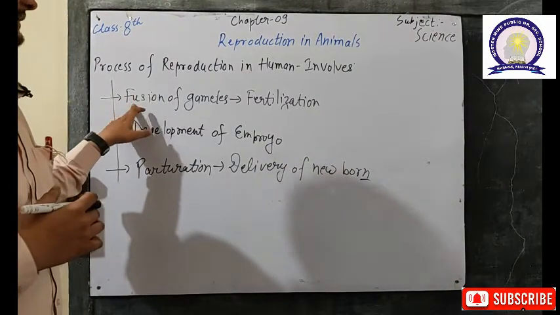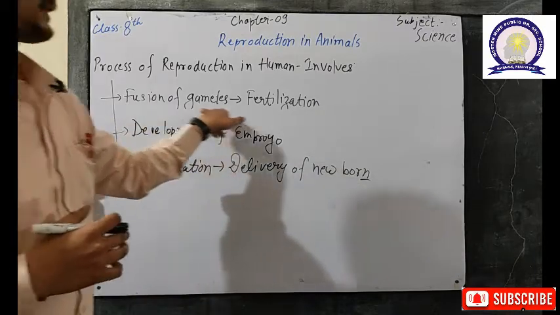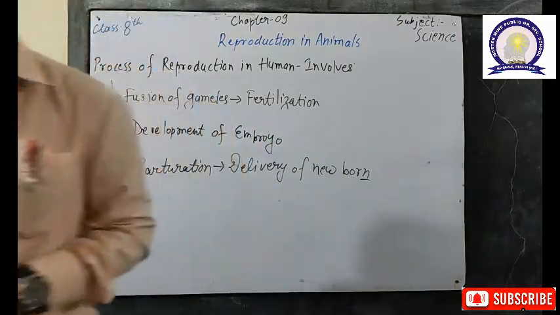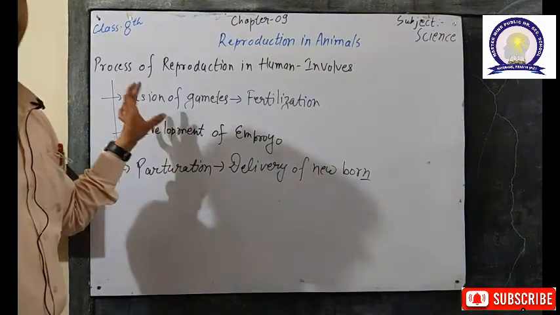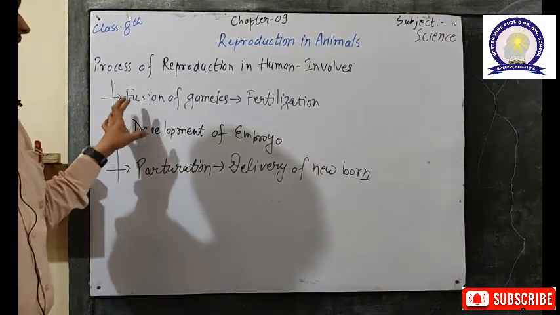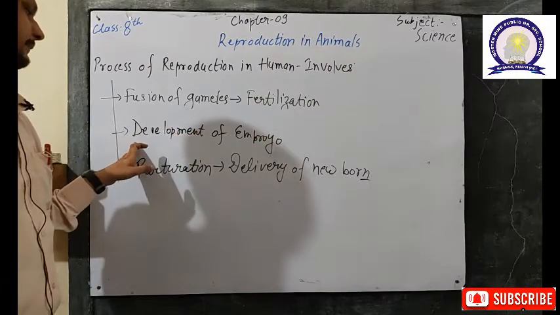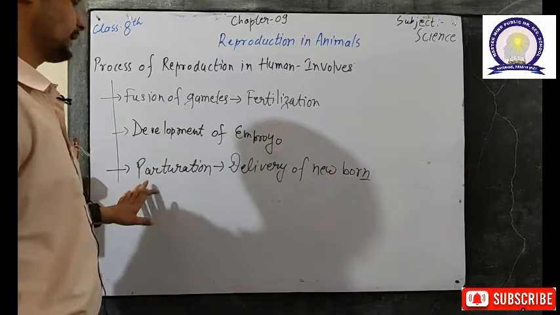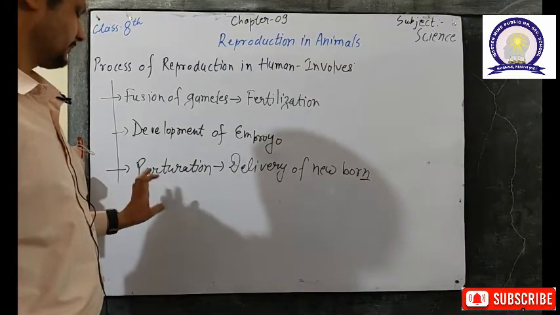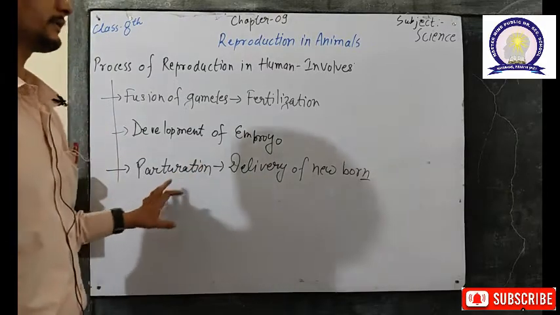We will be discussing these three steps one by one, starting from fertilization, the fusion of the gametes. These three steps will be discussed in the second part of this video. We will start from the fusion of the gametes, fertilization, and in the second part we will also discuss the development of the embryo, and after that we will discuss the parturition and delivery of the newborn also in the second part of this video.